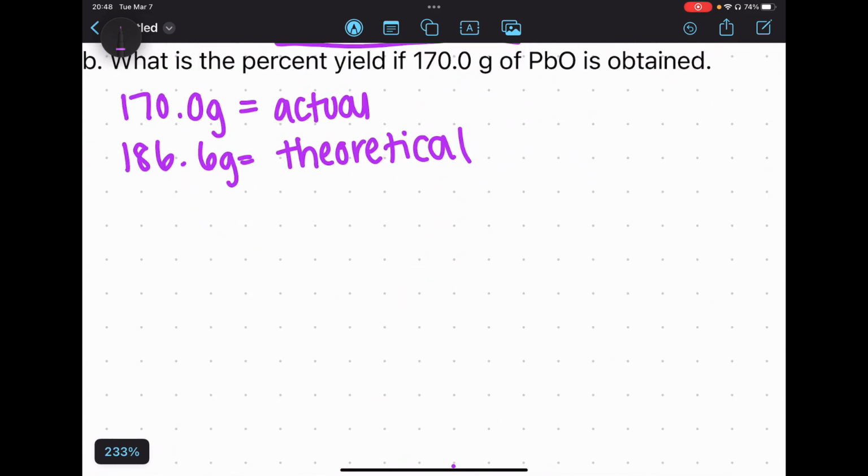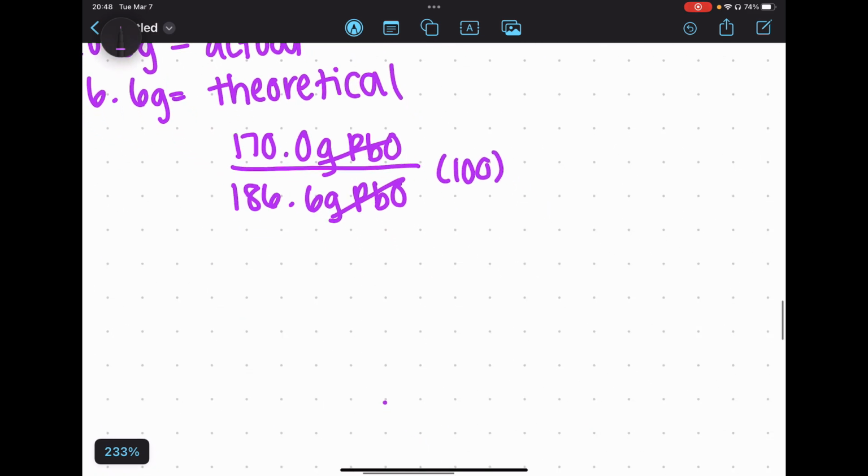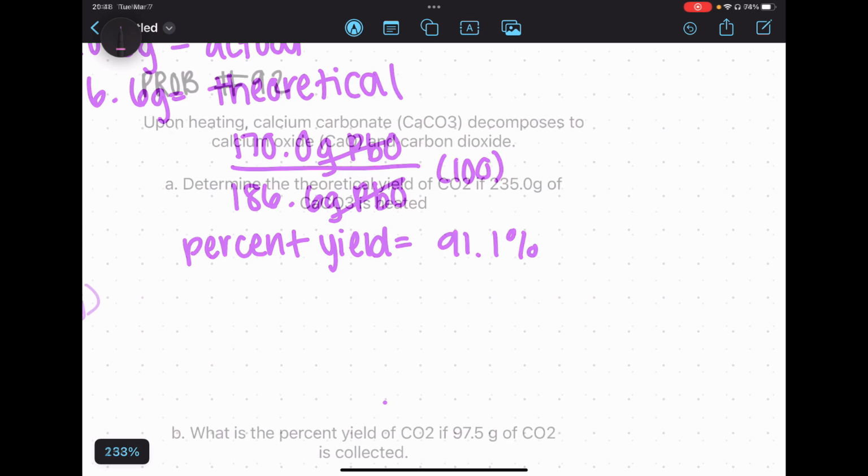So going back, I'm going to do 170.0 grams of PbO divided by 186.6 grams of PbO times 100. So since these are the same labels, I can cancel those out. So my total percent yield for this equation equals 91.1%. So this means I obtained 91.1% of the product that I could have.